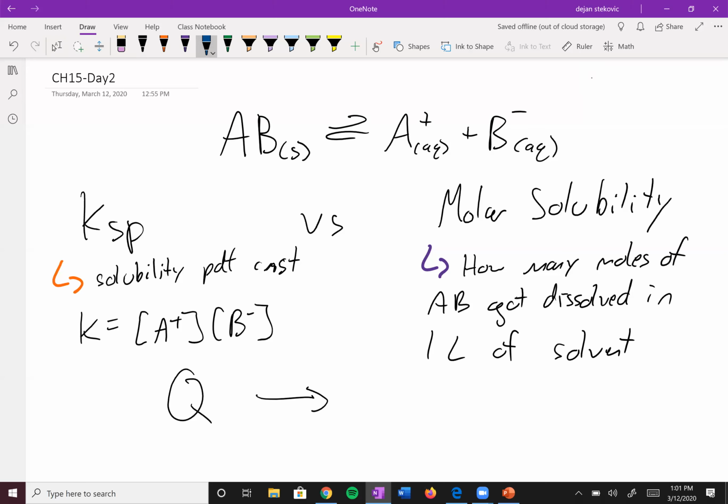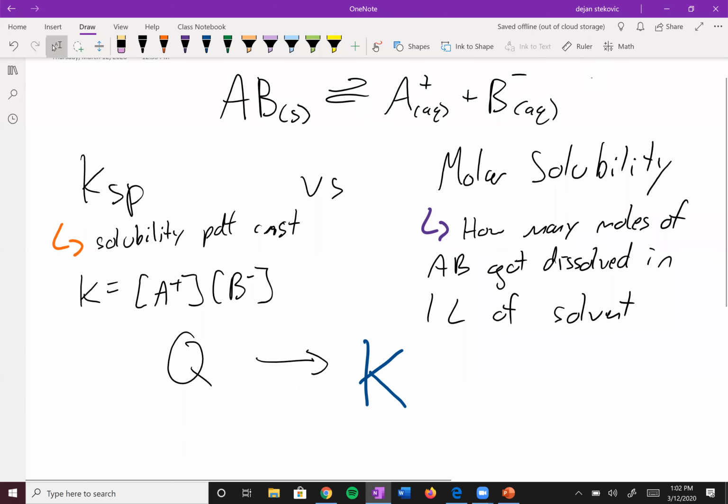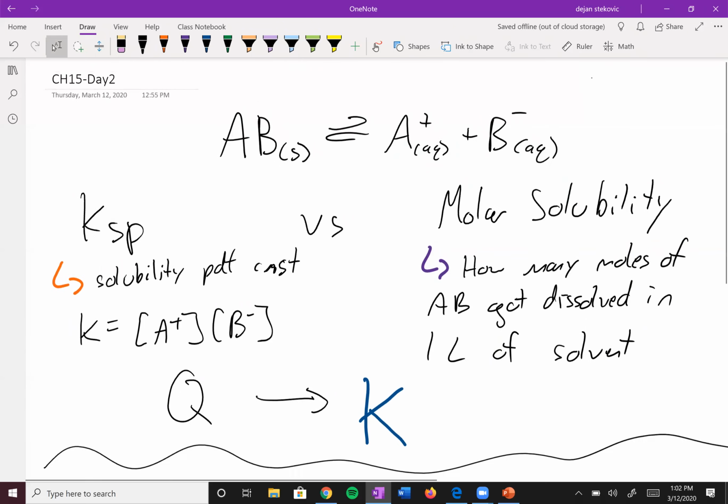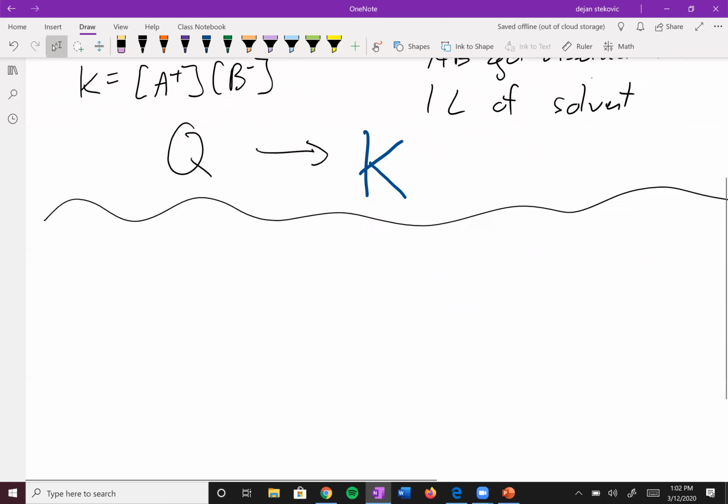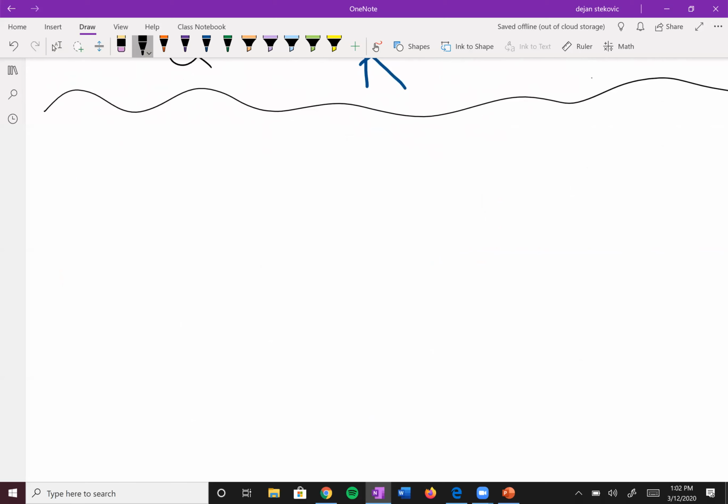And then previously in the chapter, I think 13, we learned that Q always goes to what? Q always becomes K, exactly. So you can see that we're not really learning too many new things. We're learning kind of the same thing again and again, just applying it to different situations. And so knowing the values of Ksp or molar solubility, you can predict whether things will dissolve or precipitate out of solution. So you can ask yourself, will it dissolve or precipitate?